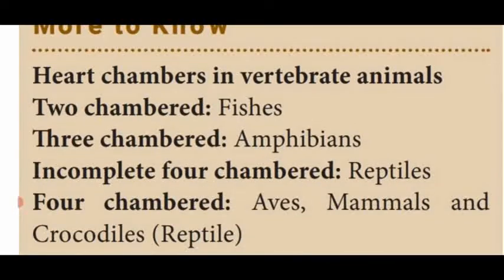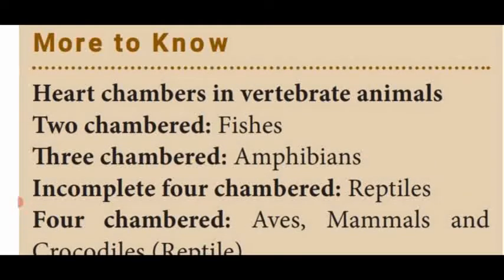Dear students, see the next paragraph. Different vertebrate animals have different heart chambers. This is an important 1 mark question. Fishes have a 2-chambered heart. Amphibians, for example frog, have a 3-chambered heart. Reptiles have a 3-chambered heart, but one chamber is incomplete. So they are given as an incompletely 4-chambered heart in reptiles.